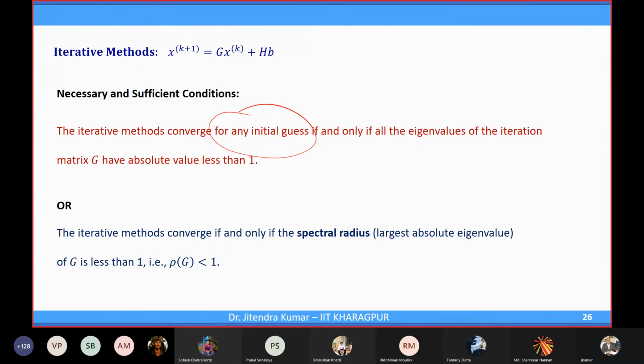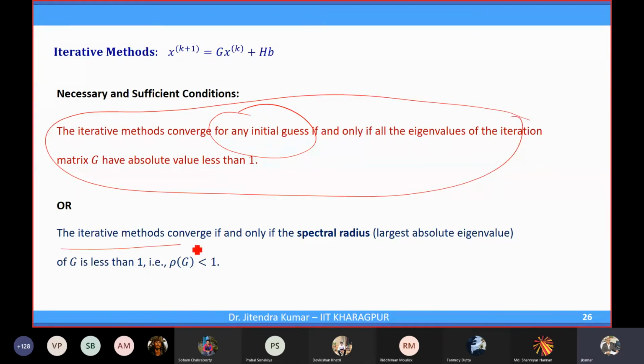Okay, so this result itself we can write in this form also. The iteration method converges if and only if the spectral radius is less than 1. Spectral radius is another term which I think is new to you. The spectral radius is the largest absolute eigenvalue.